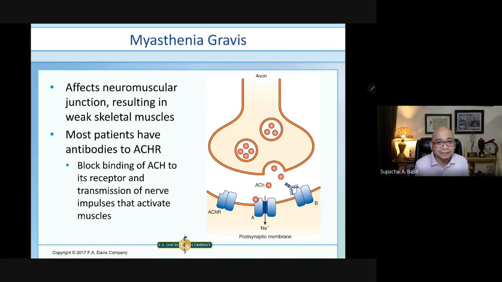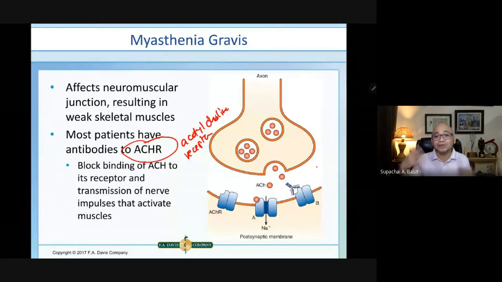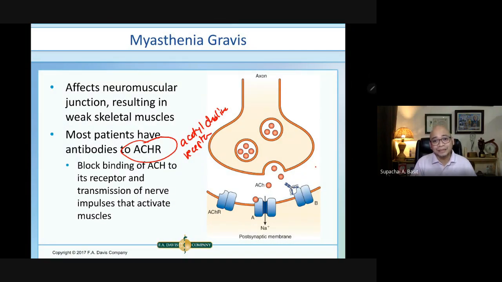So most patients have antibodies to AChR. AChR stands for acetylcholine receptors. It is a receptor on muscle cells that binds acetylcholine released from the nerve ending to cause muscle contraction. So acetylcholine is an important chemical to initiate skeletal muscle contraction.